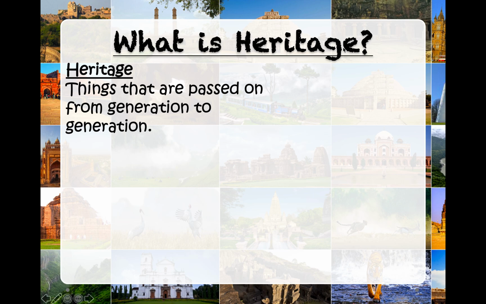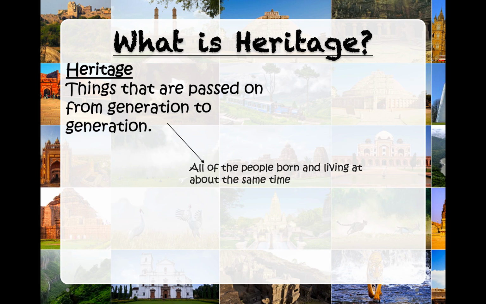What is heritage? Heritage: things that are passed on from generation to generation. Generation? Yes, this means all of the people that are born and living at the same time. So, all of you in grade 1 are from one generation. Your mom is from another generation. So when your mom gives you things, it means that it is part of her heritage.